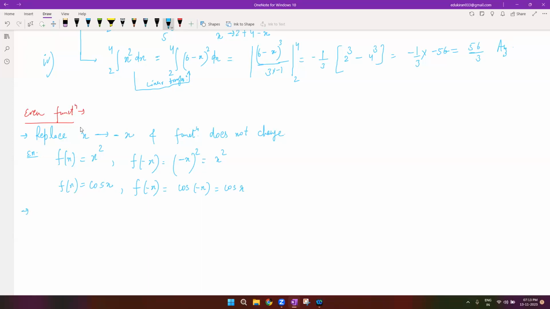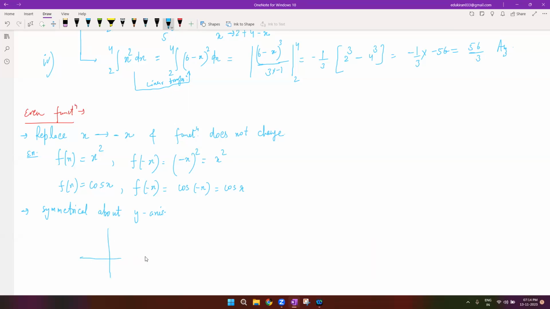And also remember that all the even functions are symmetrical about the y-axis. That is, the graph will be the same on the right hand side of the y-axis as well as the left hand side of the y-axis. Both will be mirror images of each other.